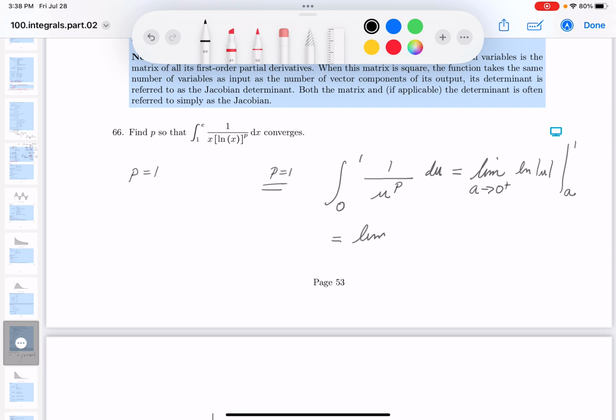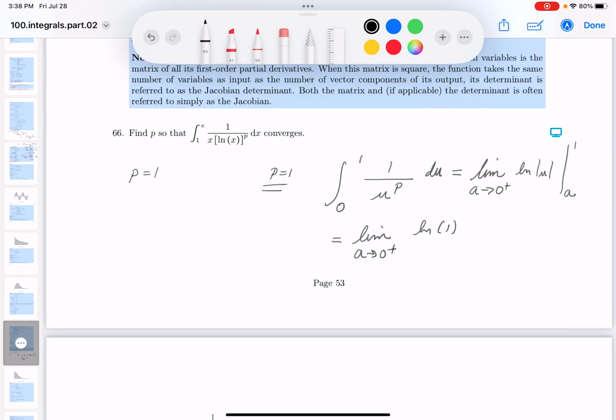Let's write this over here. Limit as a goes to 0 from the right. This is going to be the natural log of 1, minus the natural log of a, since a is the lower limit. And the natural log of 1 is 0. The natural log of a as a goes towards 0 from the right is minus infinity. So it's going to be infinity. So if p equals 1, it is not convergent. Let's do p greater than 1 now.